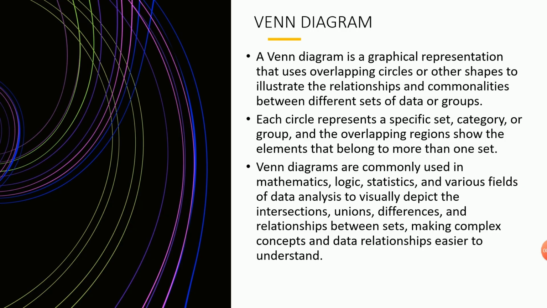And as for the complicated case, it need not be confined to only two circles. It can go through many kinds of circles. So three. In our case, mostly it would be 3. In some rare cases it would be 4. More than 4 we won't have. But this helps us in identifying the relationships, mainly in syllogism. Each circle represents a specific set, category or group, and the overlapping regions show the elements that belong to more than one set.